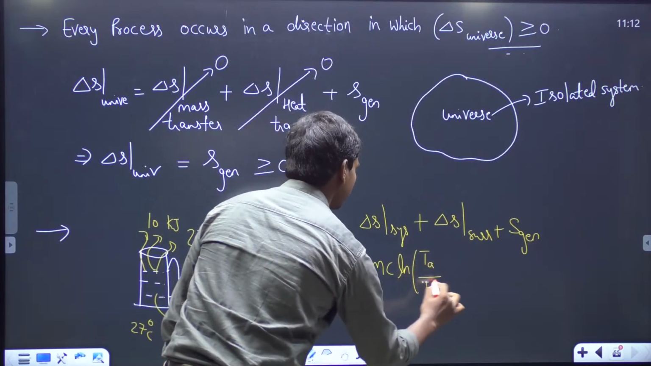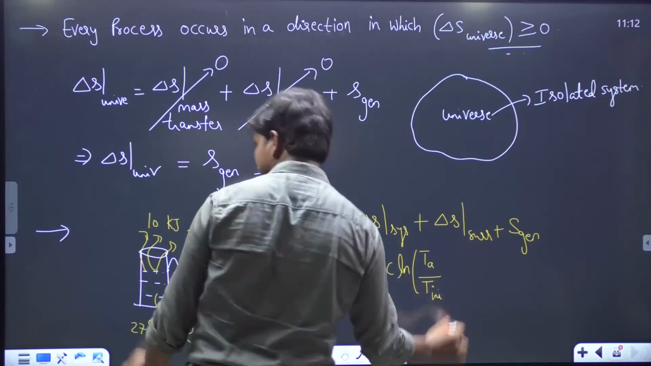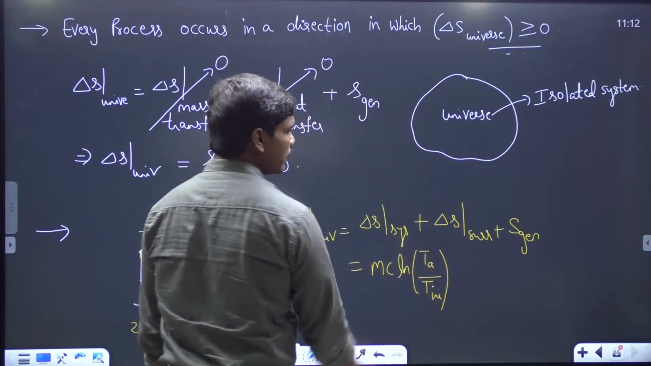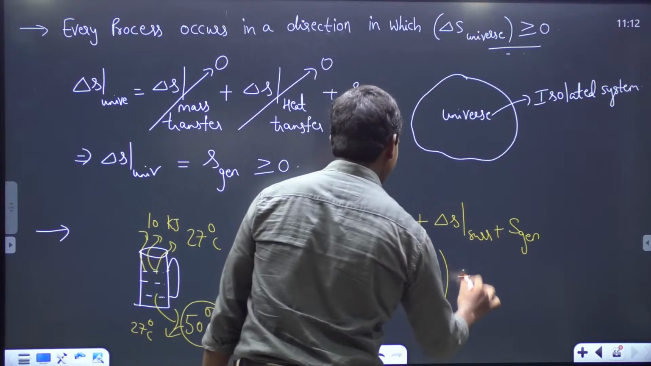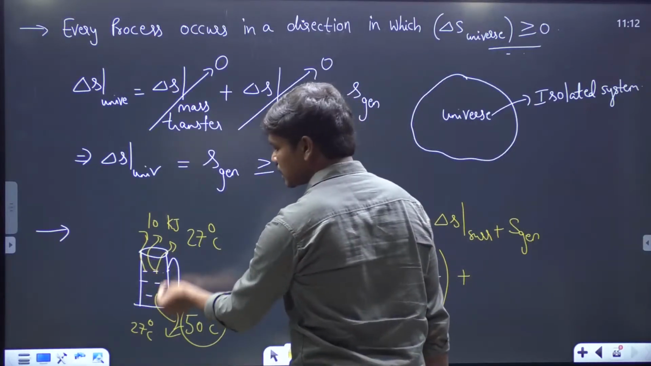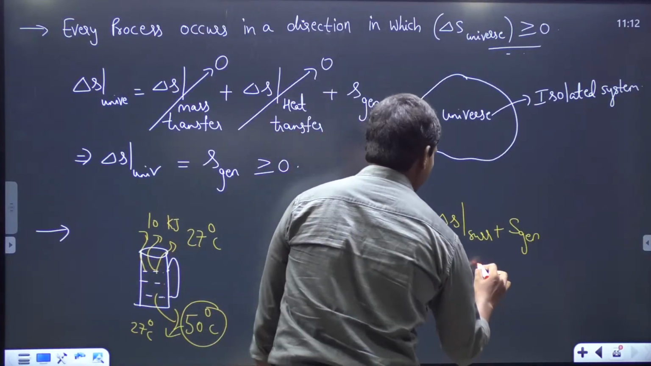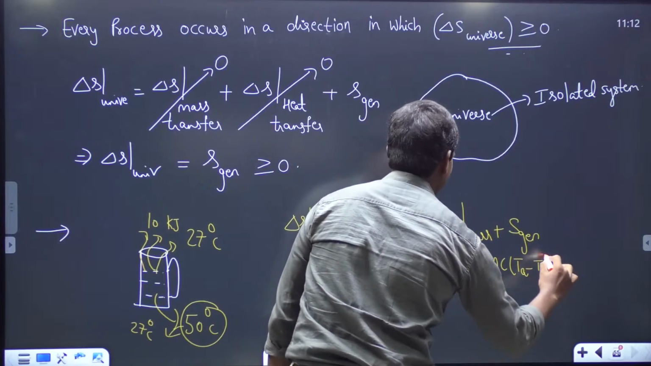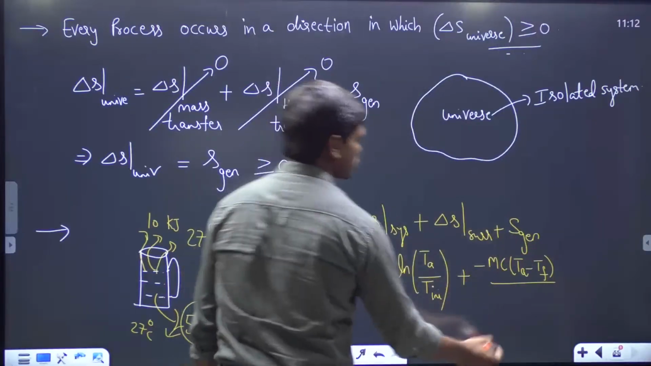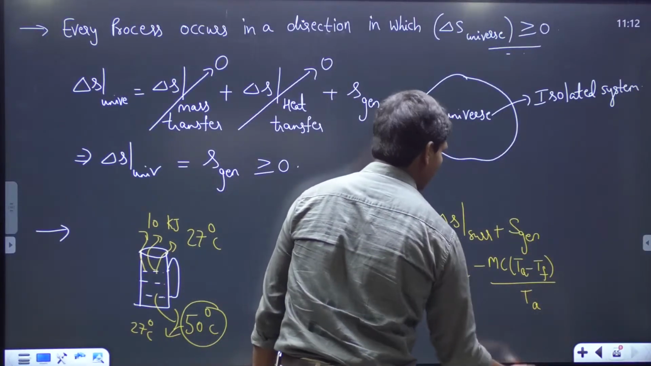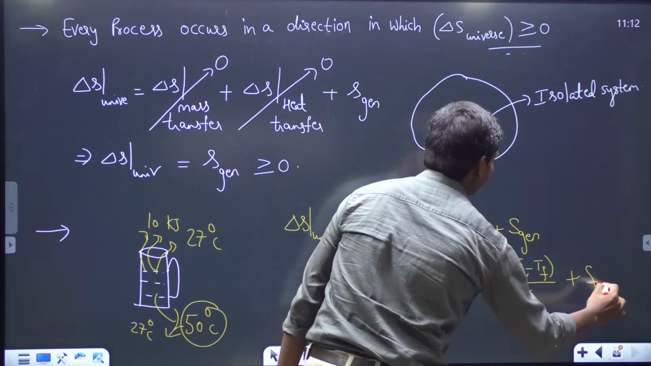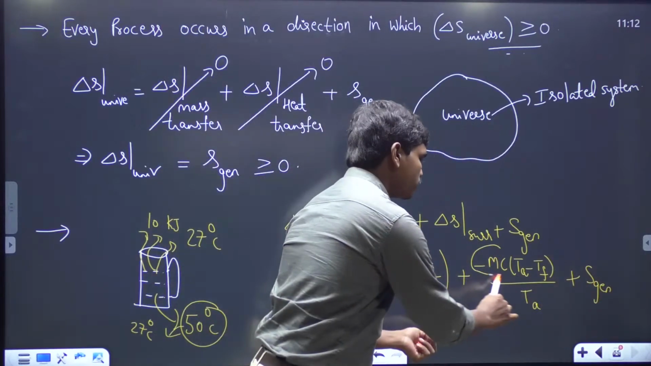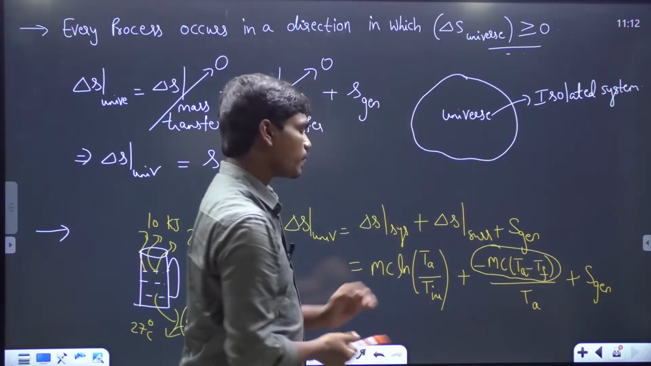T ambient divided by T initial temperature, where the initial temperature is 50 degrees centigrade. This much entropy change is there for the coffee. Now for the surroundings, the heat which is rejected by the coffee is gained by the atmosphere. So minus mc (Ta minus Tf). This is the total heat that is given to the atmosphere, but of course this is at a temperature Ta, plus S generation.